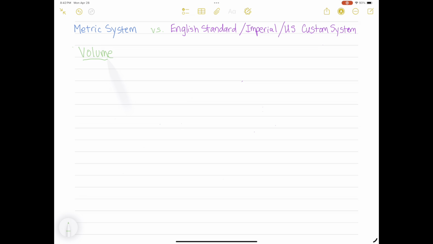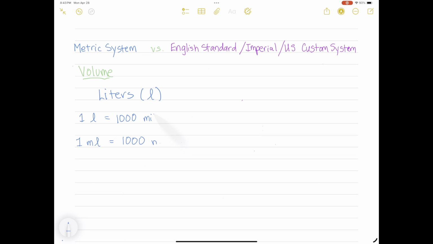When measuring volume in the metric system, the base unit is liters, abbreviated as L. 1 liter equals 1,000 milliliters, abbreviated as ml. And 1 milliliter equals 1,000 microliters, which is only measured in scientific laboratories with special instruments. In the metric system, micro is abbreviated using the Greek letter mu, the U with the tail on the left.